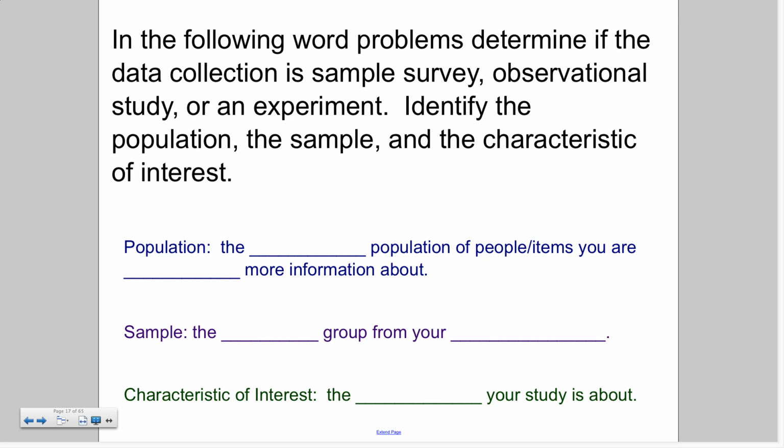All right. So going over to page 9. In the following word problems, determine if the data collection is a sample, observational, or an experiment. That's what we're going to find. We're going to identify the population, and the sample, and then our characteristic of interest. So a population is the entire population of the people or items you are collecting more information about. Okay? Your sample is the chosen group from your population.